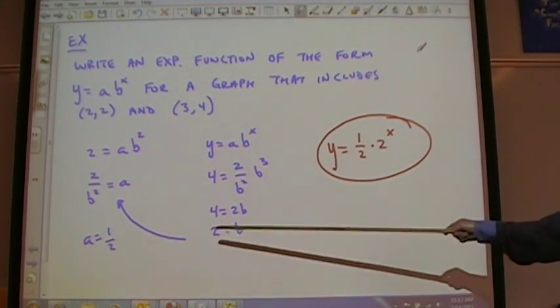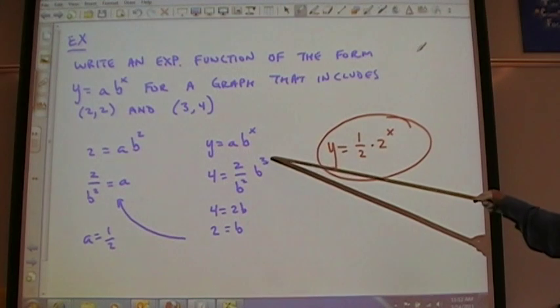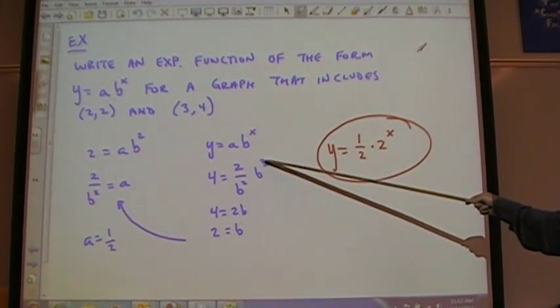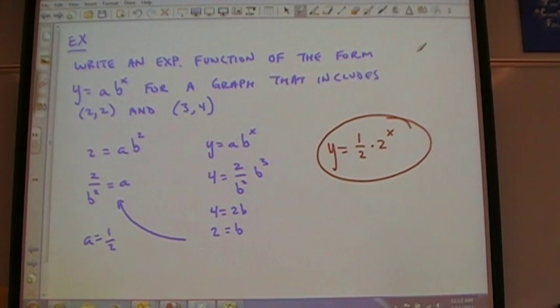When you said 4 equals 2b, what did you do with the exponents? On the first step, how did you get this? This 2 divides out with this. You subtract exponents. 3 minus 2 is 1.